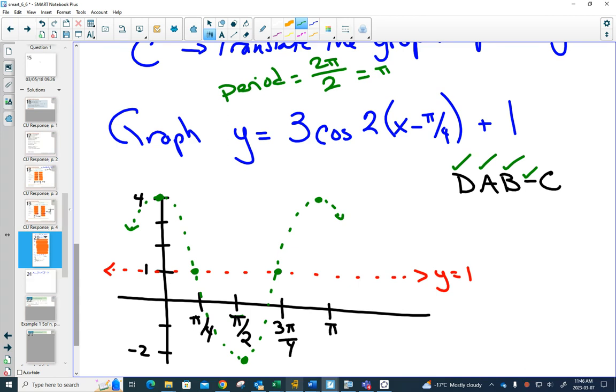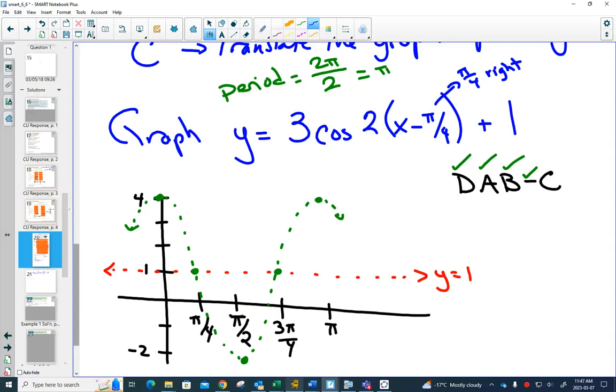Then finally, we need to do our phase shift. This minus pi over 4 means pi over 4 to the right. We look on our x-axis. Do we have a pi over 4 labeled? Yes. So this is where it's really nice. Pi over 4 is exactly 1 ticky mark.